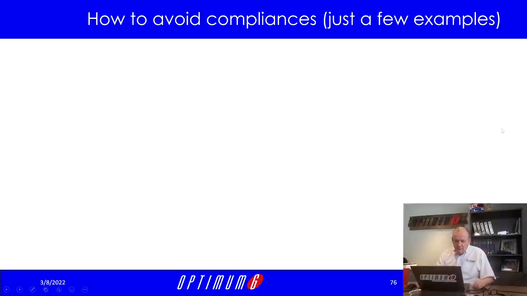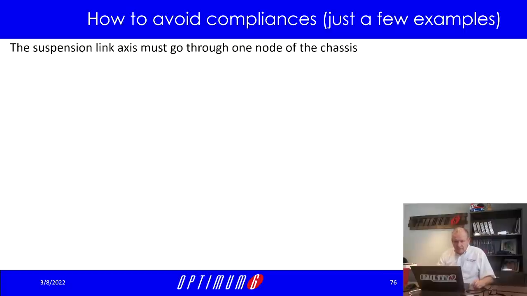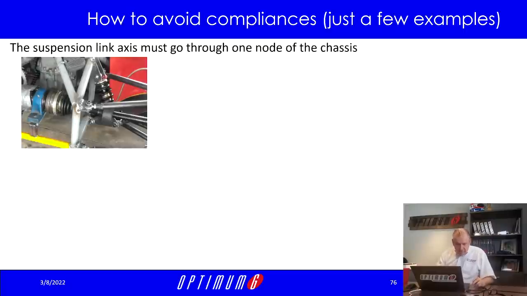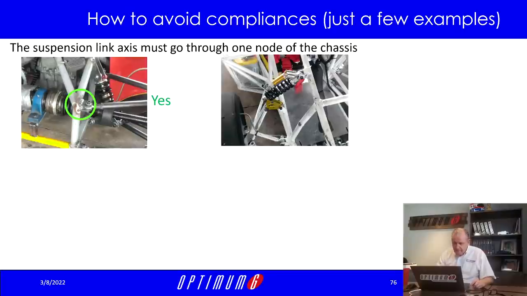Let me give you do and don't do. Let's start with don't. Do, sorry, that's pickup point arriving at the node of the chassis, less compliance. That is a no. You have the damper in the middle of your tube, and you have the anchorage of the rocker in the middle of the tube.